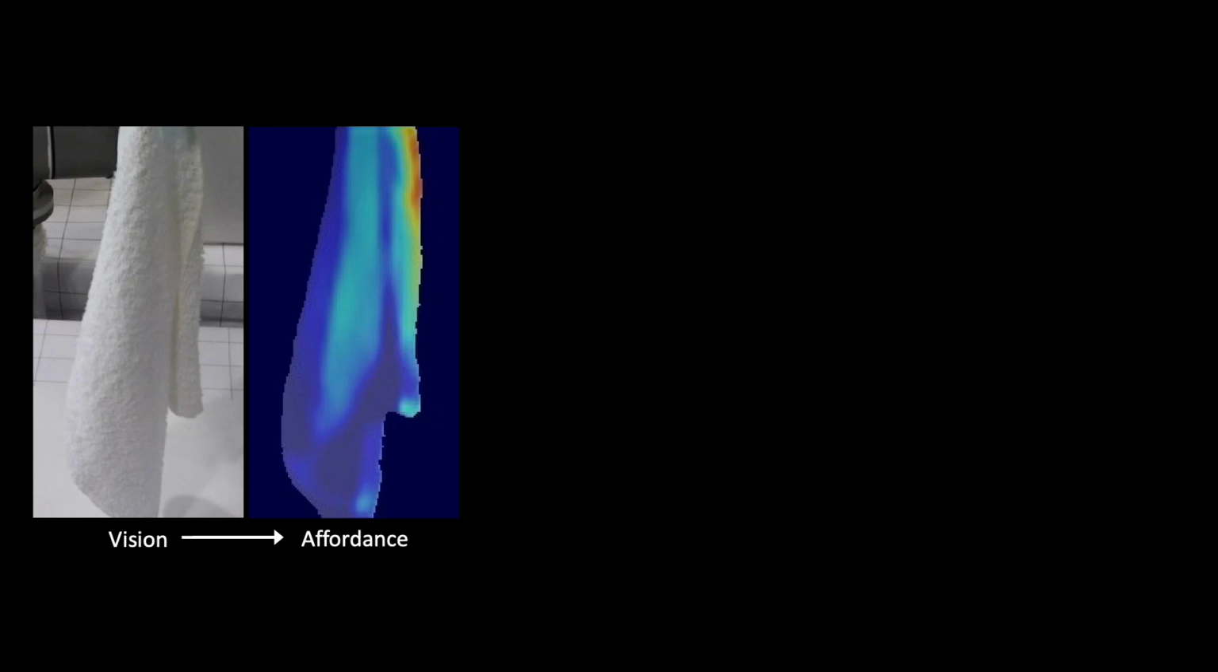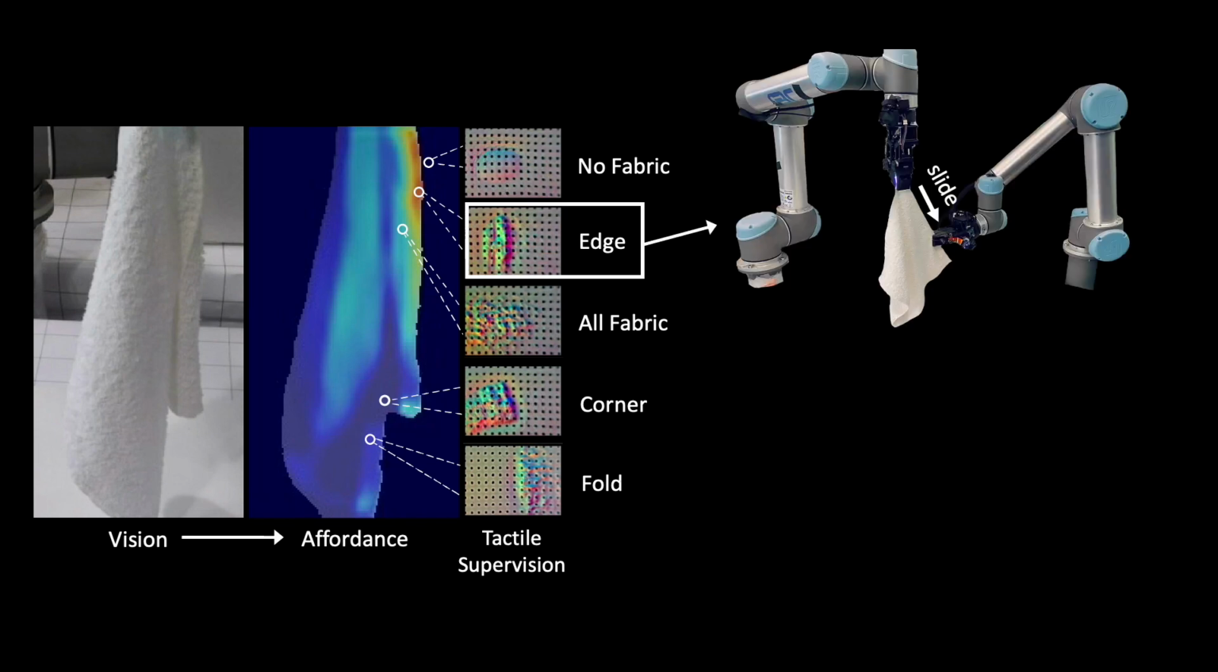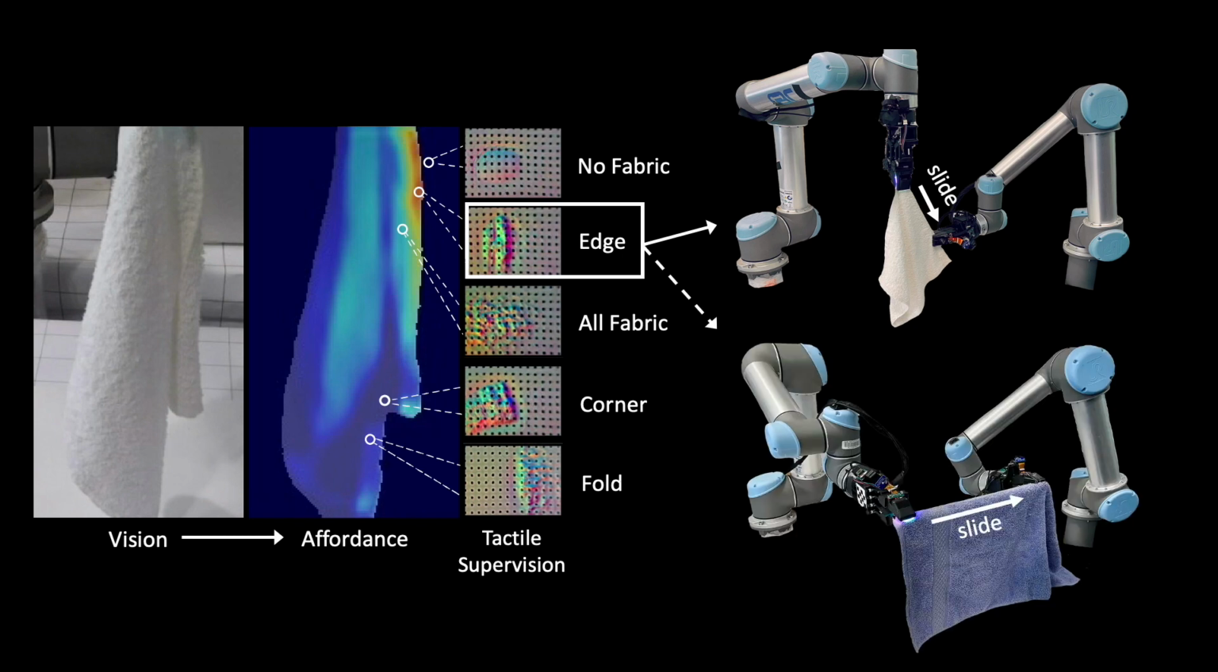Our visuotactile affordance network takes a depth image from the RGBD camera's input and outputs an affordance image. The red colors indicate locations that are predicted to result in a successful edge grasp. We train this network using tactile supervision. The robot attempts a grasp, and the tactile image indicates whether an edge was successfully grasped. Once we've grasped an edge, we can slide to the corner. We demonstrate sliding in 2 configurations, downward, and the more challenging horizontal configuration to demonstrate how sliding can be used for longer towels.